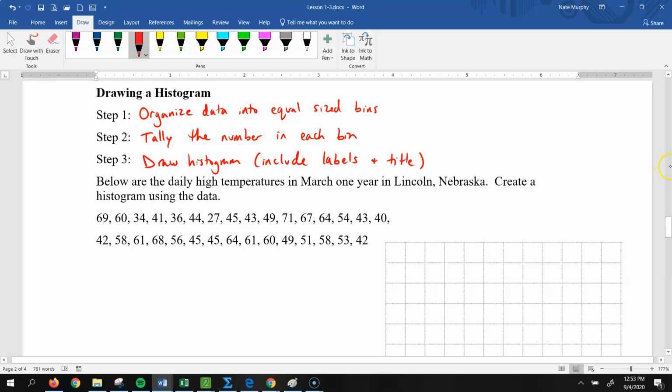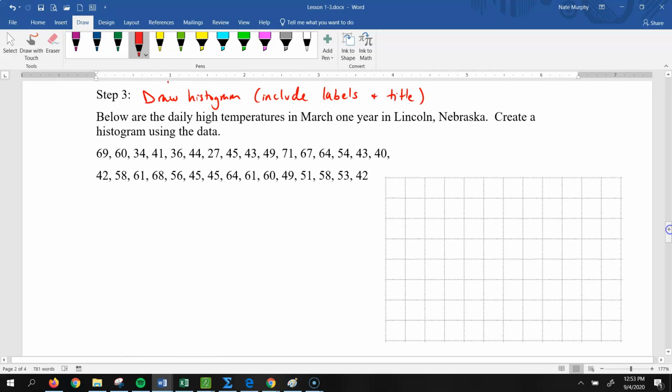So let's talk about this example. So here we have the daily high temperatures in March, 1 year in Lincoln, Nebraska. Create a histogram using that data. All right, so the first thing I'm going to do is we need to figure out what should our bin size be. Well, when I have a whole bunch of numbers like this, it can be a little overwhelming at first. And so what I like to do is try to find, well, where is my smallest value in this set? So I see that my smallest value looks like 27, and my biggest number in the set looks like 71. I don't think I see any numbers bigger than 71.